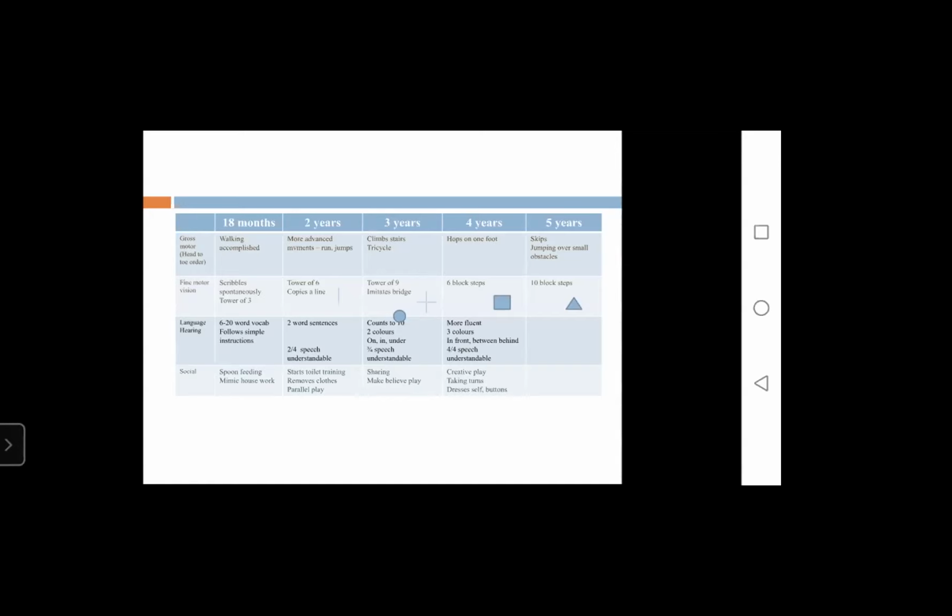Okay. Now social. At 18 months, they can feed themselves with a spoon and they mimic the household with the mother. If they see the mother vacuuming every day, they might play as if they are vacuuming with the real vacuum lah. Around 2 years, they start toilet training and can remove their clothes. Parallel play, that means they play alongside another child, not together with the child. At 3 years, they can share and have make-believe play.